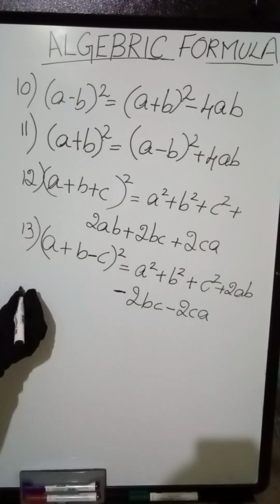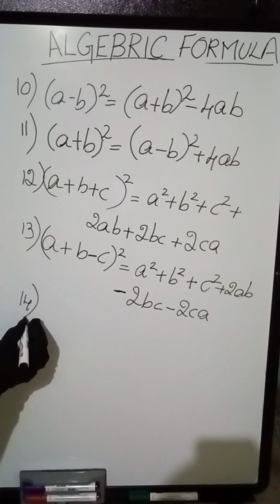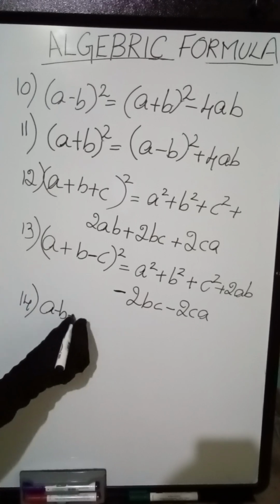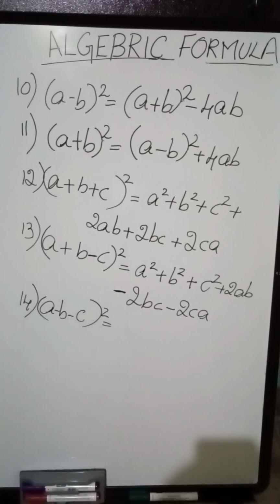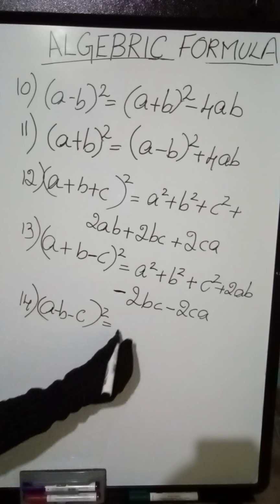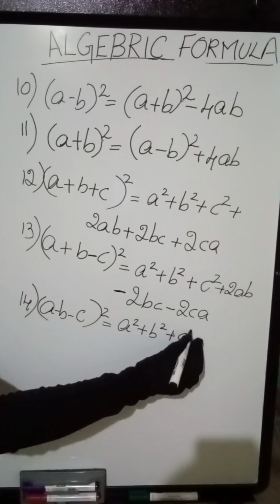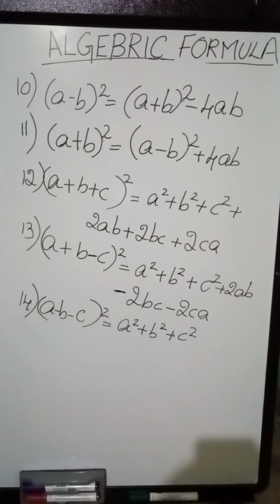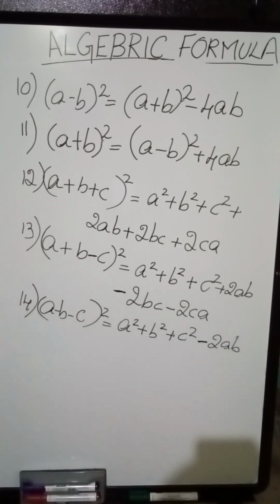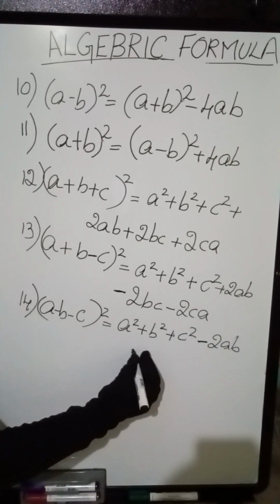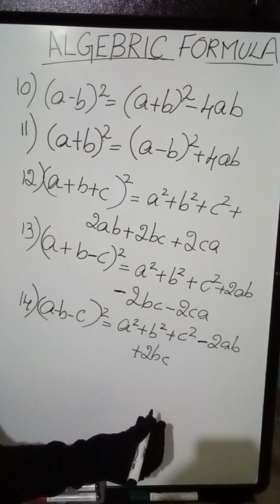Then coming to the next formula, if we take a minus b minus c the whole square, in this case you will have a square plus b square plus c square, then you have minus 2ab plus 2bc and minus 2ca.